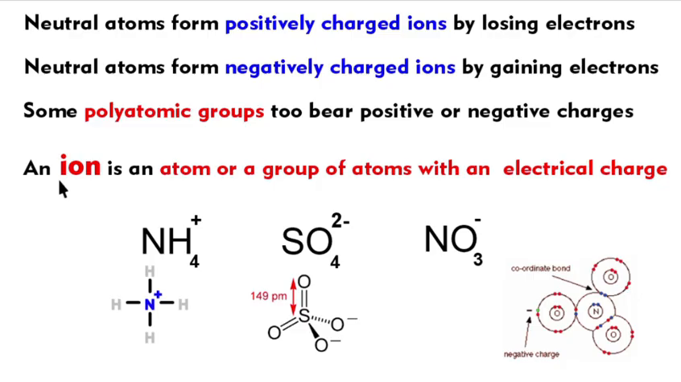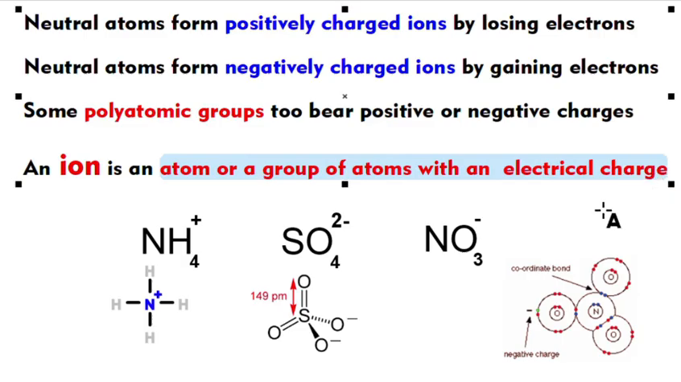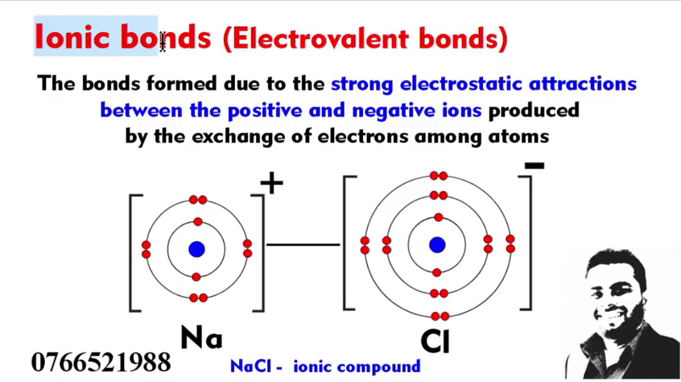So what is an ion? An ion is actually a charged atom or charged group of atoms, maybe positively charged or negatively charged. So ionic bonds are formed due to the strong electrostatic attractions between positive and negative ions. So ionic bonds are made between positive and negative ions.